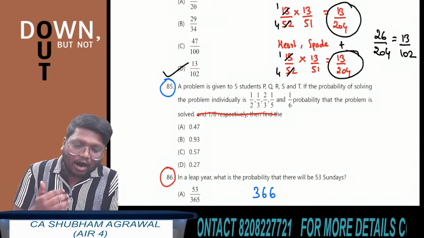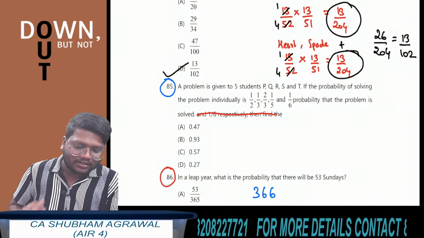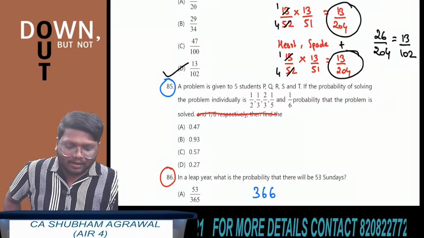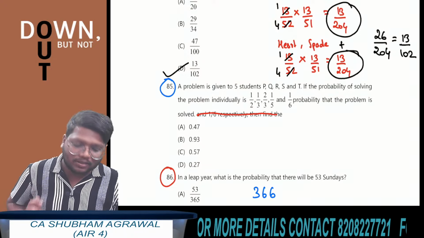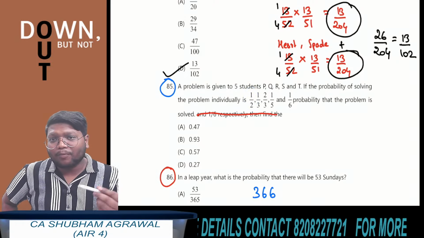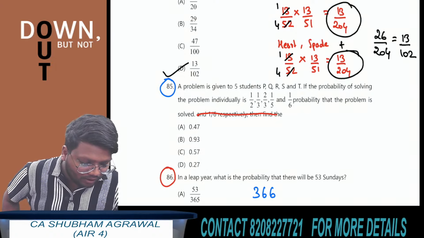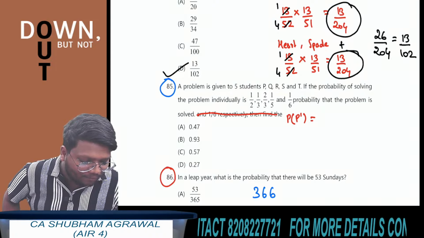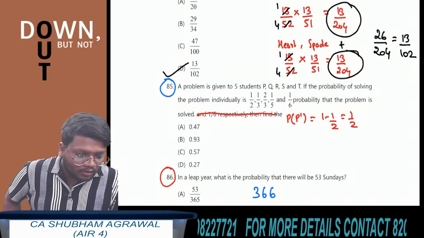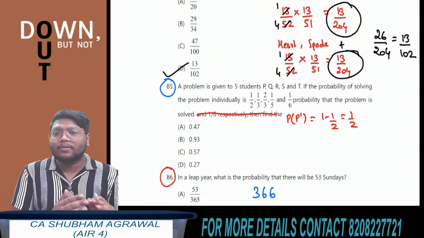Now how to solve this question? There is one shortcut to get the answer for this question. What is the shortcut? Find the probability that a problem will not be solved by person P. Probability that a problem will be solved by person P is 1 by 2. So the probability that a problem will not be solved by person P is 1 minus 1 by 2, which is 1 by 2. Probability of P dash is 1 minus 1 by 2, which equals 1 by 2. What is the meaning of this? Probability of P dash means the probability that a problem will not be solved by person P, which is 1 by 2.